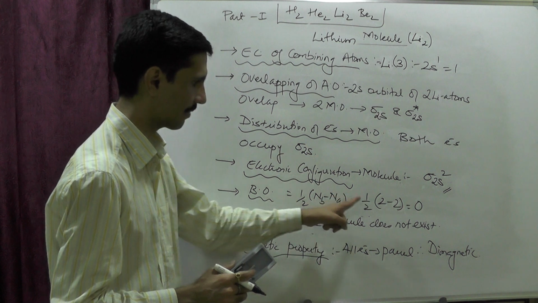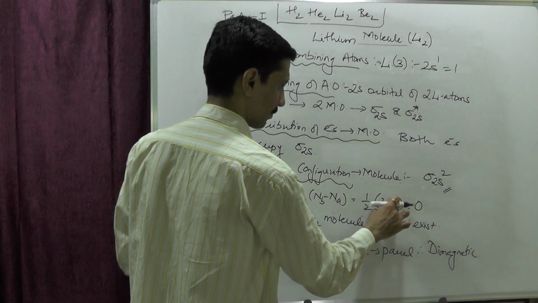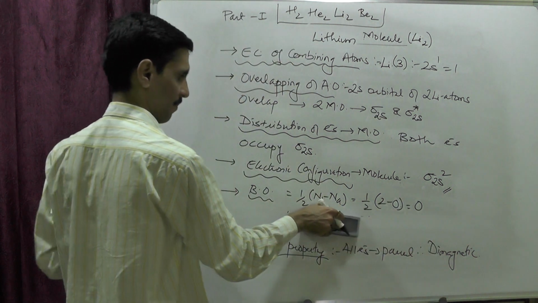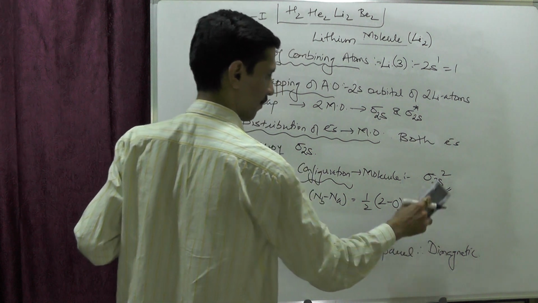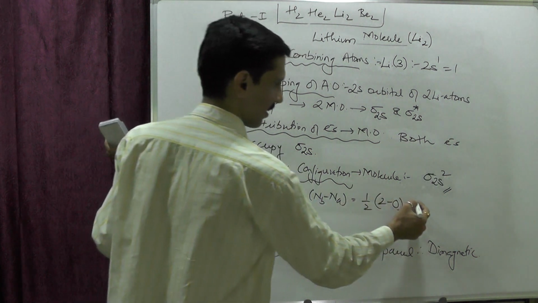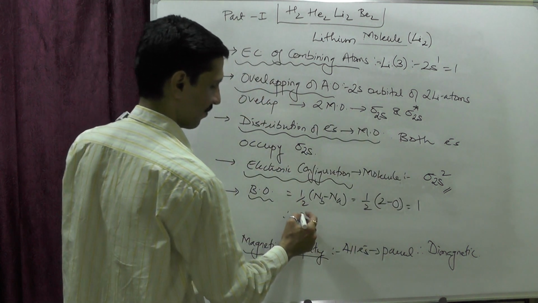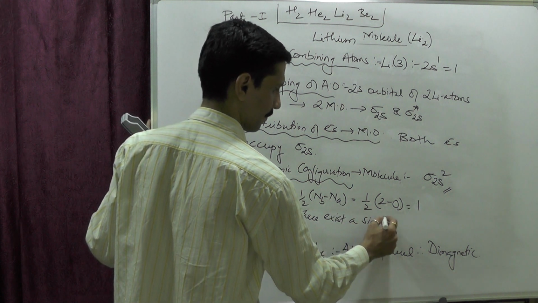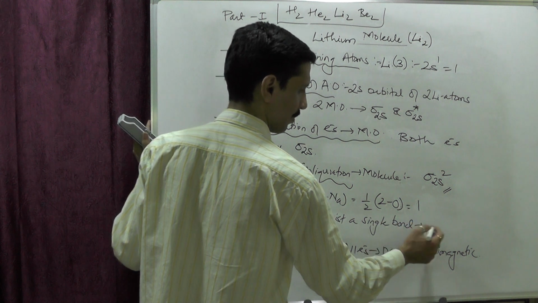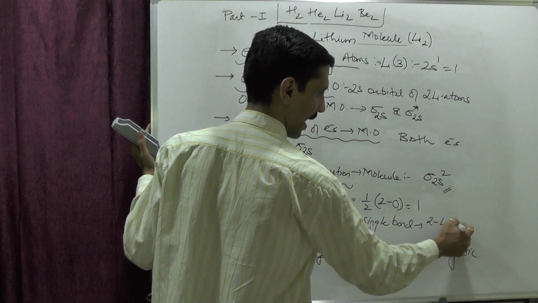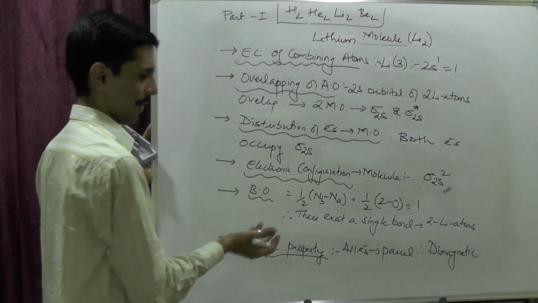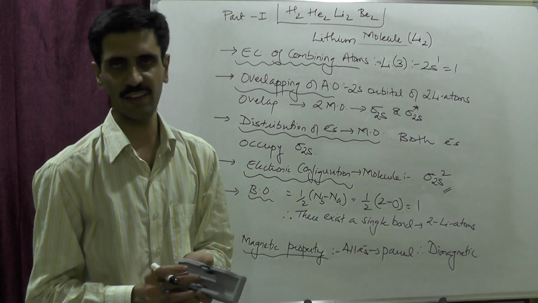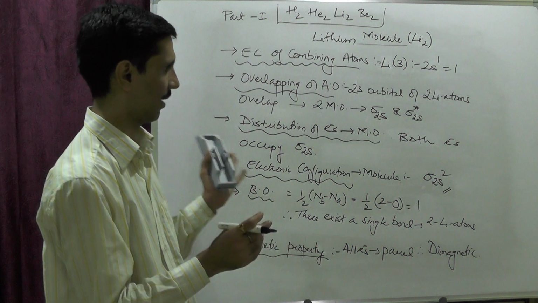Bond order half into Np minus of Na, so it is half into 2 minus of 0. So therefore, we'll say here the answer comes out to be 1, and therefore we say there exists a single bond between the two lithium atoms. And the magnetic property, of course, all the electrons are paired and therefore it is diamagnetic. Alright? So see this once again, some minor changes and we got what?